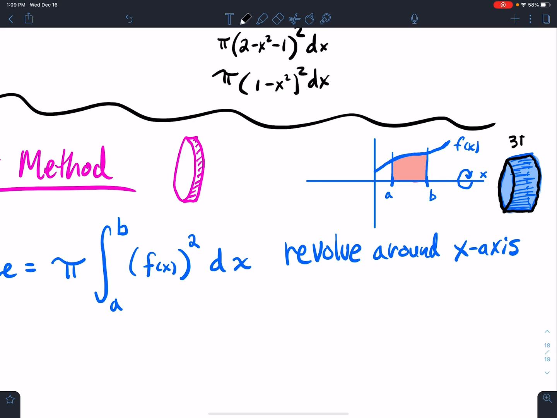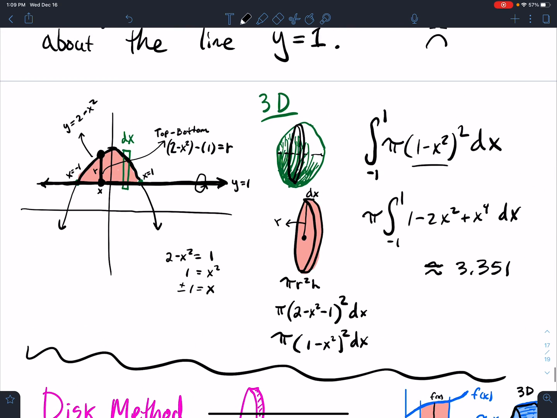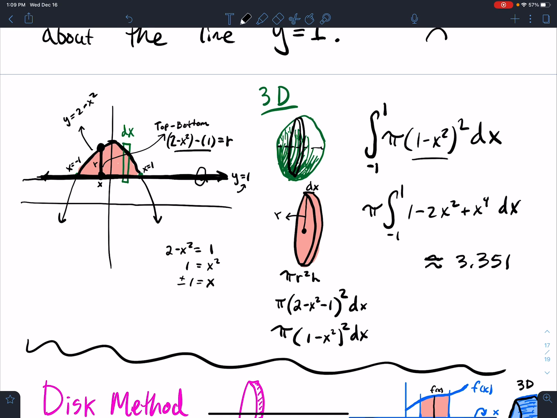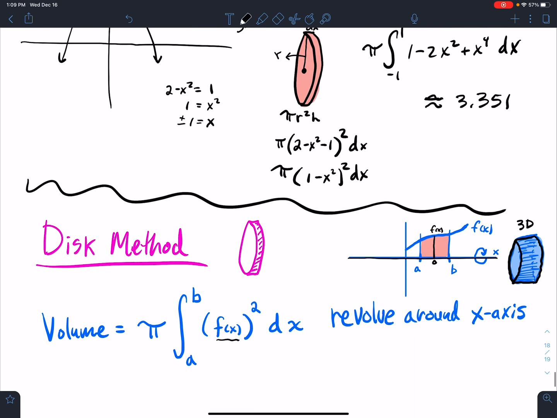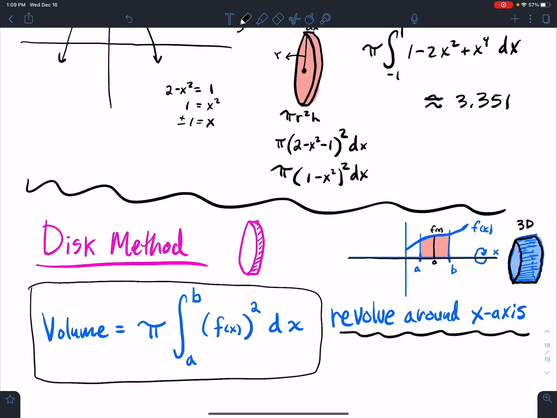So the 3D version of what's going on there. And so your height, that radius, any radius is found by taking the top minus the bottom. Well, the top is f of x and the bottom is 0. It's that y equals 0 for the x-axis, okay? It was different for this problem because the bottom was y equal to 1, so that's why I had to subtract the 1 to figure out that radius, okay? So if you're revolving about the x-axis, then this is your formula for finding the disk method.